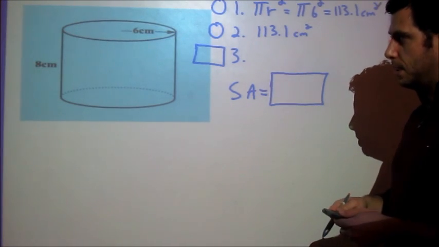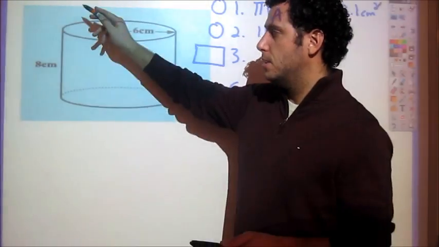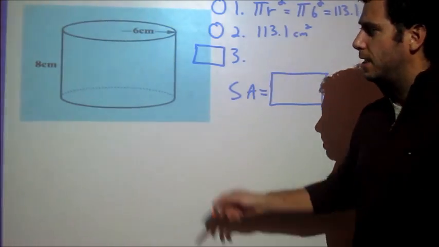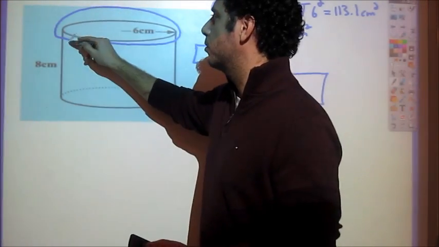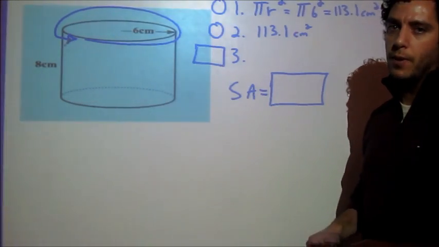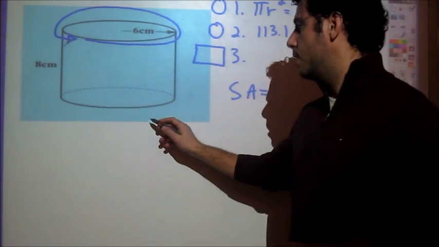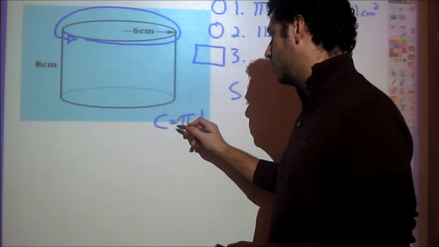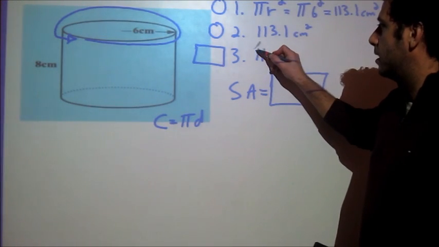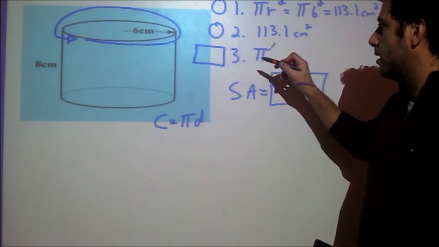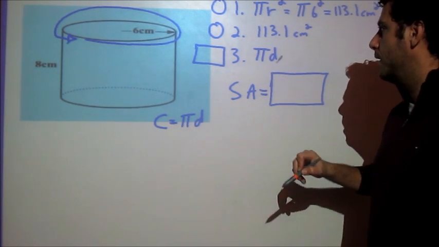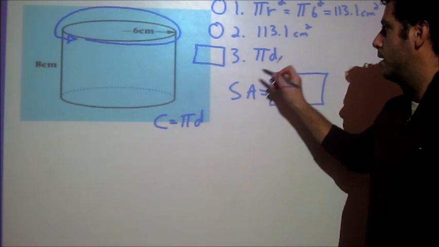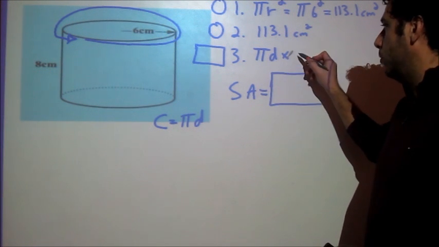The third shape is a rectangle. Now we have its height, but remember we don't have its base. So we have to figure out its base. And its base is the distance around that circle, because that rectangle wraps all the way around. The circumference of a circle is equal to pi d. So in order to calculate the area of that rectangle, we multiply the base, which would be pi d, the circumference of that circle, by the height of the rectangle, which is 8.